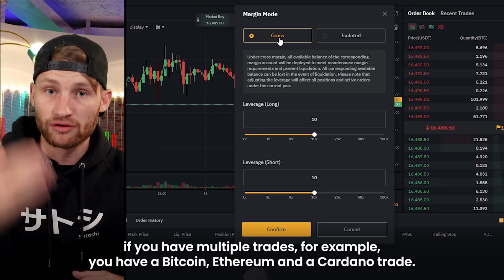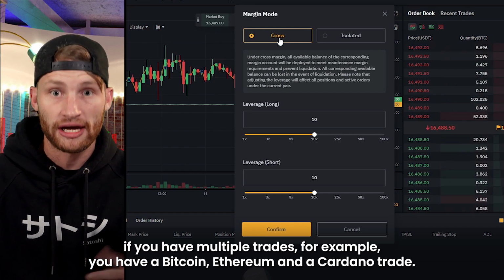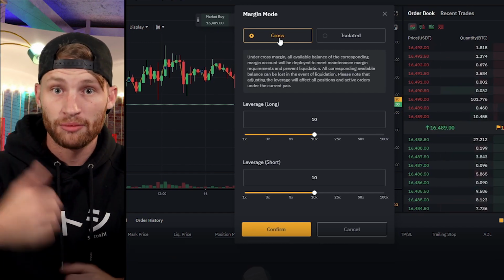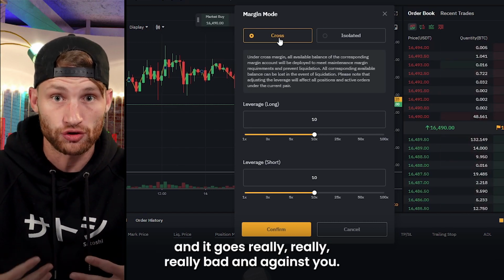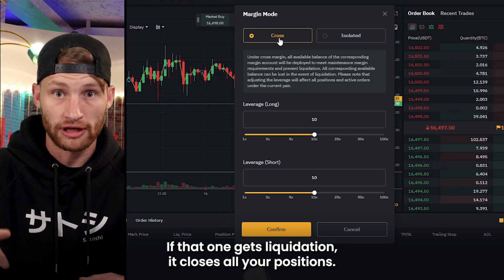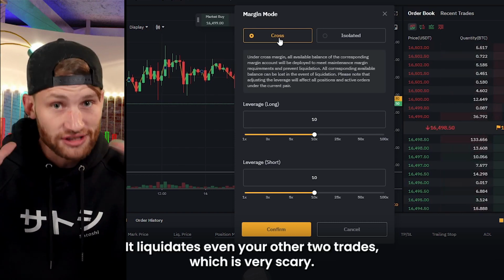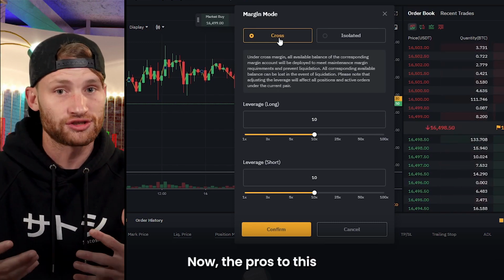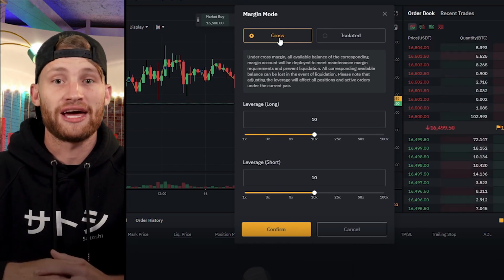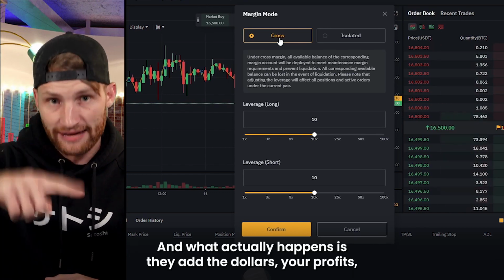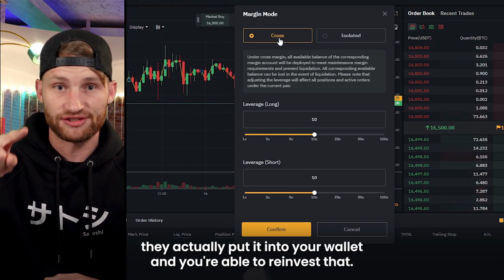Secondly, if you have multiple trades, for example a Bitcoin, Ethereum, and a Cardano trade, and your Bitcoin and your Ethereum trades are doing well, but all of a sudden something happens to Cardano and it goes really, really bad and against you. If that one gets to liquidation, it closes all your positions. It liquidates even your other two trades, which is very scary. Now, the pro to this is that when you start making profits, let's say the trades go with you, they add the dollars, your profits, into your wallet and you're able to reinvest that.